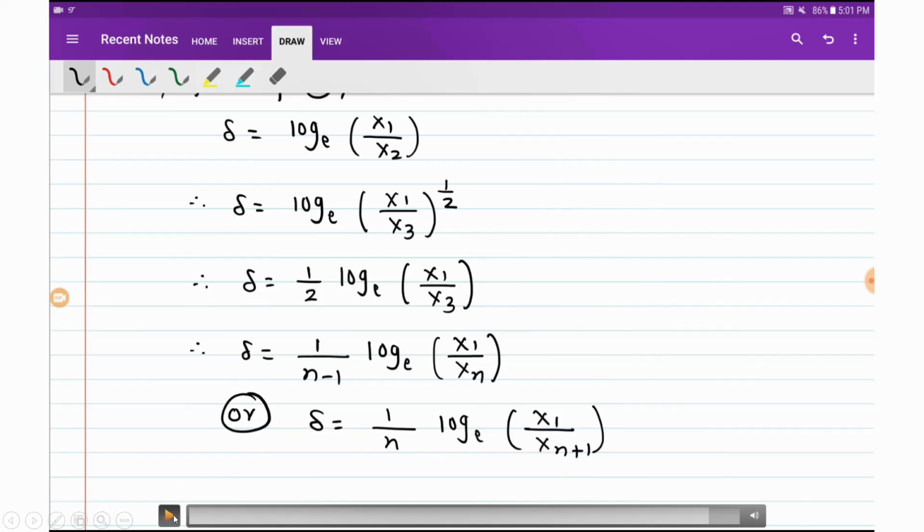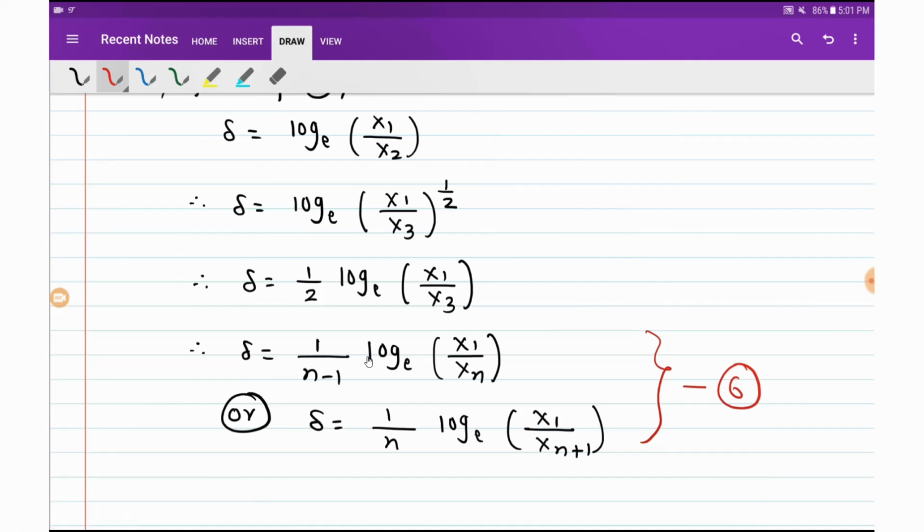So another form of logarithmic decrement is 1 upon n minus 1 ln of x1 upon xn, or you can say that 1 upon n log of x1 upon xn plus 1. Both of these forms, they can be used while solving the example. So this is the representation of logarithmic decrement in various forms. So this is very useful in solving the examples on this particular damped vibration, free damped vibration system.